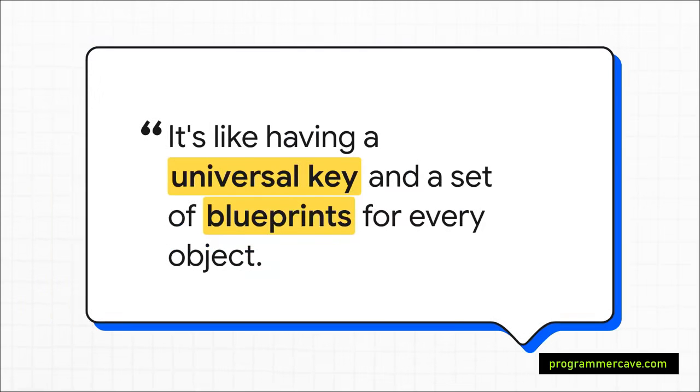I love this analogy because it just clicks. Think about it. Reflection gives you a universal key that can unlock any data structure in your program. But it doesn't stop there. It also hands you the blueprints, so you actually understand what you're looking at once you've opened it up. That combo is what makes it so powerful.